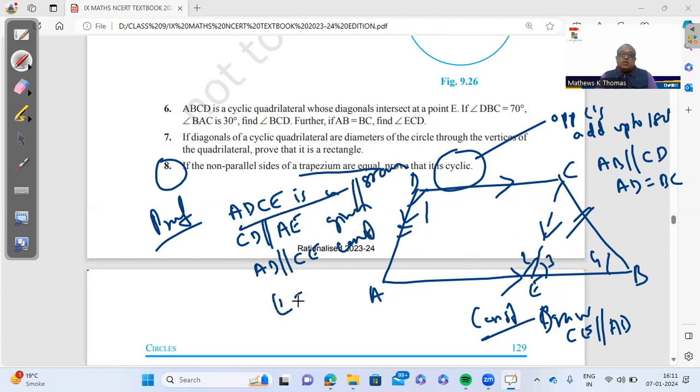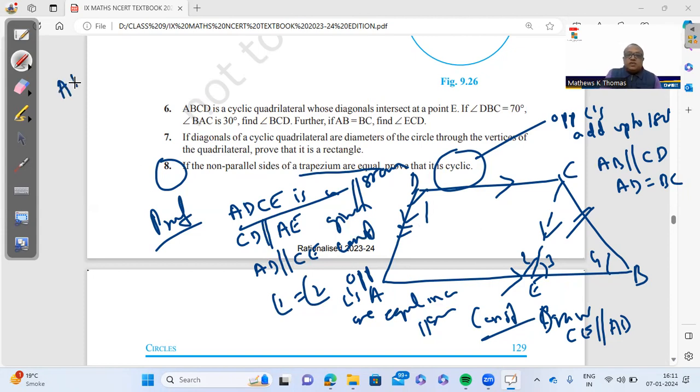And we know that if it's a parallelogram, opposite angles are equal. Opposite angles are equal in a parallelogram. So we can say 1 and 2 are equal. So this part understood. Now we go to the next part.